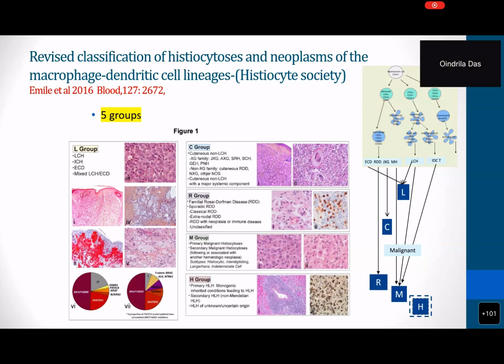Okay, so they have a separate group which is not there in the WHO or in the ICC, at least not under the histiocytic and dendritic cell neoplasms.